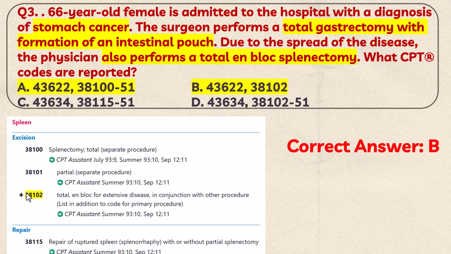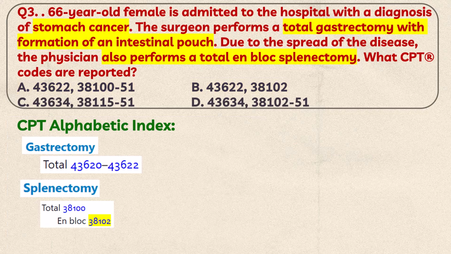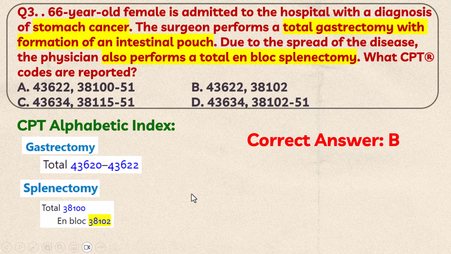So if you encounter this case in a real working scenario, you have to use the alphabetic index. When you go to the CPT alphabetic index, first go for the main procedure gastrectomy, then go for the subterm total. It will lead you to the following code series. Again, come back to the tabular list and confirm the answer. Similarly, for splenectomy, for total it says 38100, and for en bloc it says 38102. Again, come back to the tabular list and confirm the answer. Once you confirm, the correct answer will be answer B.